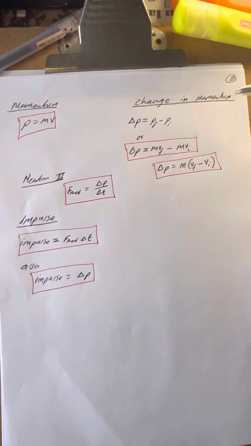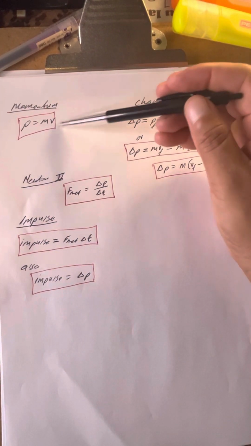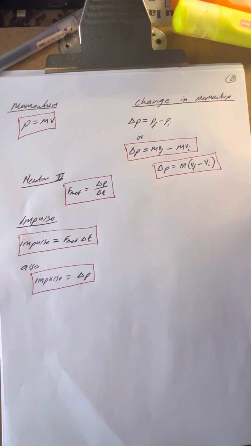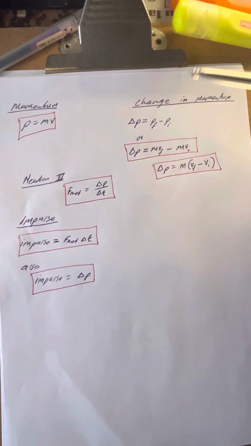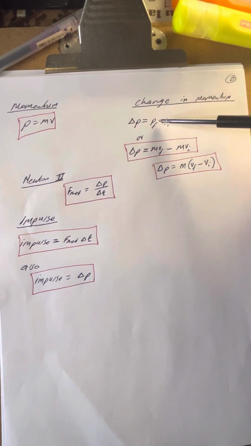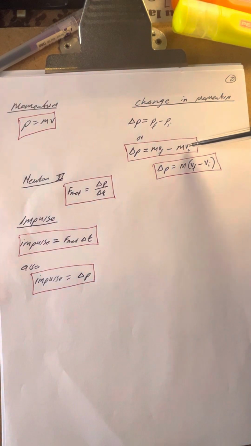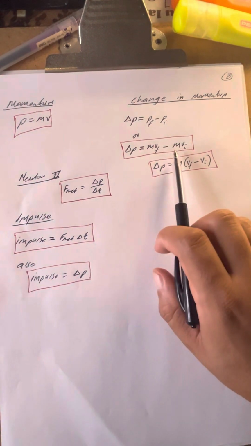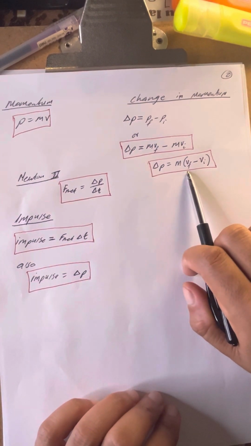The formula for change in momentum: remember, since velocity is a changing vector, the velocity doesn't remain the same all the time. So if the velocity changes, it means that the momentum will change as well. Change in momentum is written as final momentum minus initial momentum, or you can express it as mv final minus mv initial. Or if you factor the mass out, since the mass does not change, the formula becomes like this.